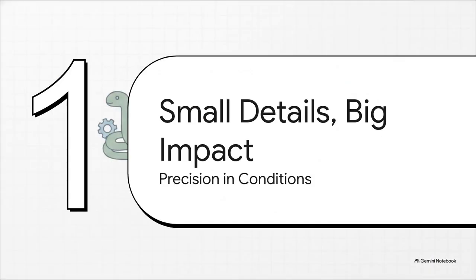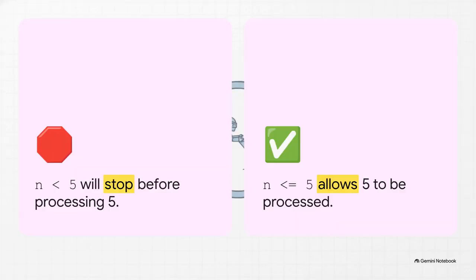Section 5, small details, big impact. Precision in conditions. We really need to focus on how tiny, seemingly insignificant logical differences in your loop's condition can drastically alter your actual business logic. Consider the difference between while n is less than 5 and while n is less than or equal to 5. That is literally a single keystroke of difference, just adding an equal sign. But the impact? Massive. The first condition is going to stop before processing the number 5, while the second one allows 5 to be processed. In a real-world scenario, that tiny difference can entirely mess up financial calculations, inventory limits, or customer records. You've got to develop the habit of reading your conditions with extreme precision.